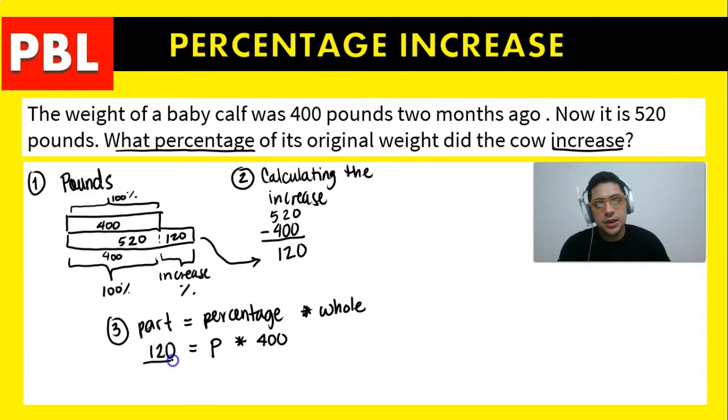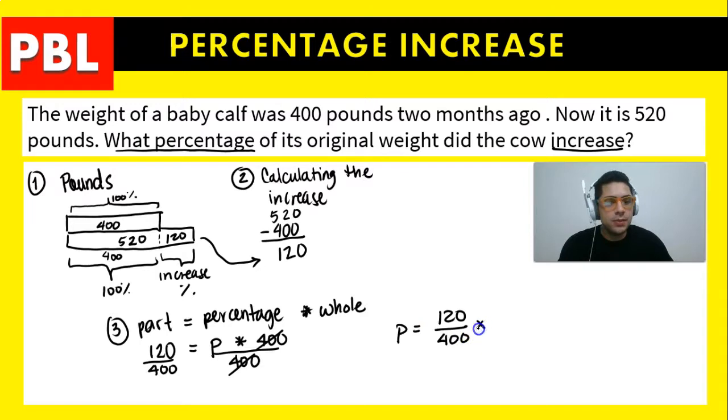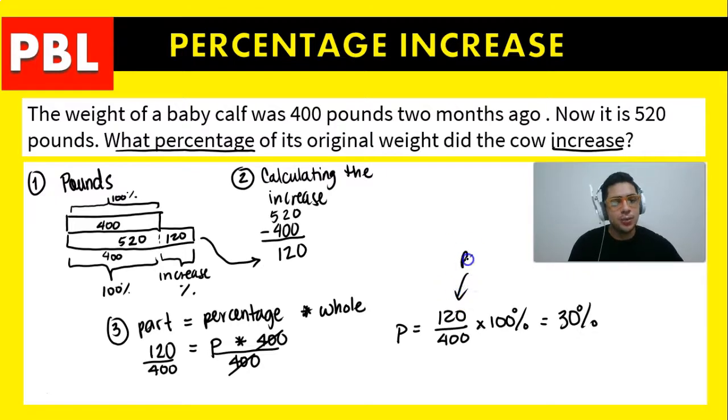Now, what we do is divide everything by 400, right? And we are left with the percentage being the part divided by the whole, and then we multiply that by 100% in order to find the percentage. So that is going to be 120 divided by 400, and then multiplying that by 100%. So that is how we find that the percentage increase of the cow's weight from its original amount is 30%.